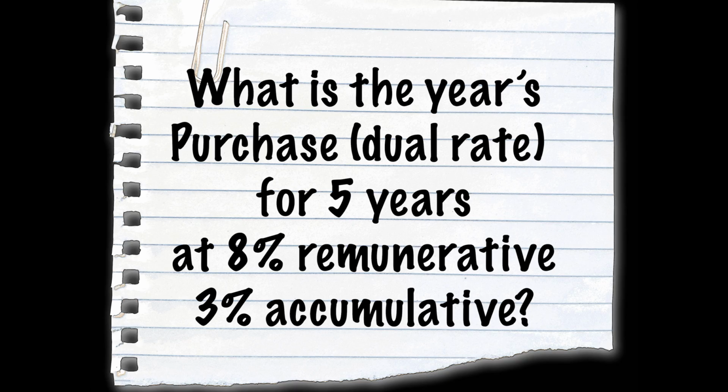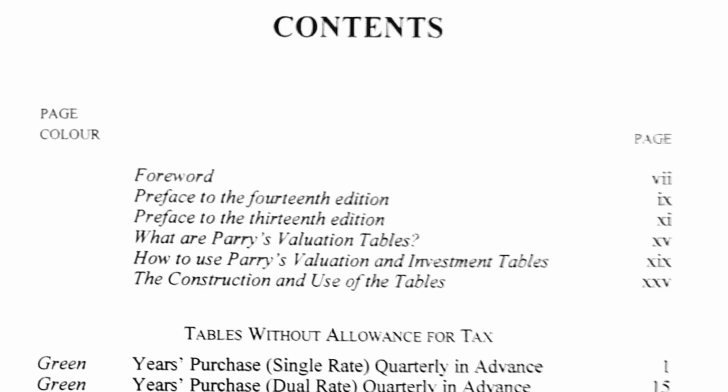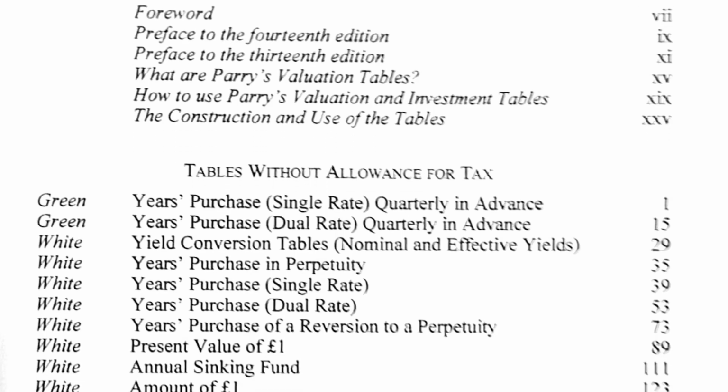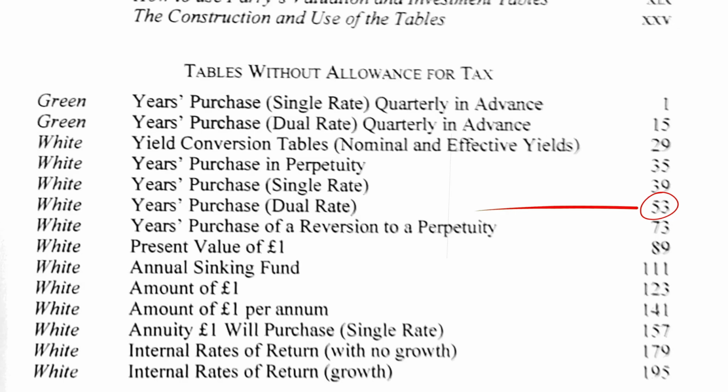The next question says, what is the YP dual rate for 5 years at 8% remunerative and 3% accumulative? Right? So obviously this is a YP dual rates question. So once again, we're going to move to the contents page to see where we can find the YP dual rates table. And this tells us that it is on page 53. So this is the YP dual rates.